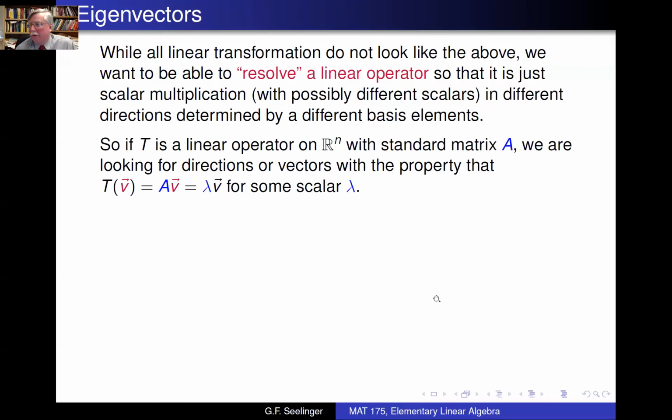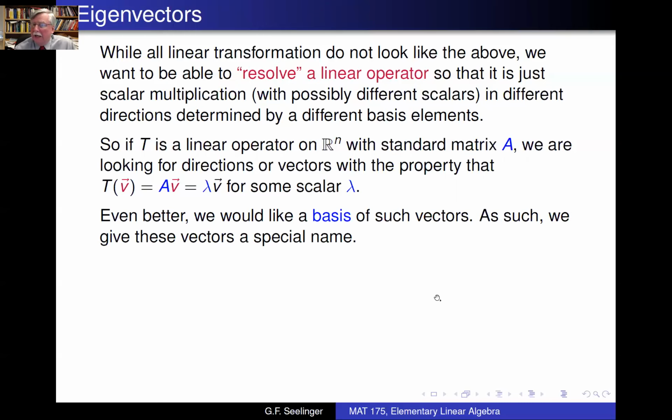And so what we want to do is define what we call an eigenvector. What we're looking for is when T of this particular vector is just going to be some sort of scalar multiplication of that vector. And it would be even better to get a basis of such vectors, because then we can create a coordinate system based on that.